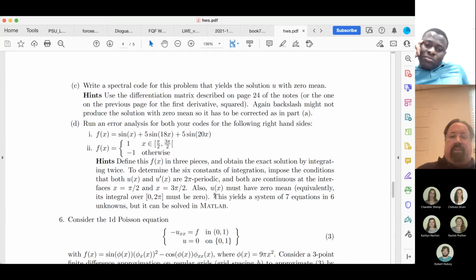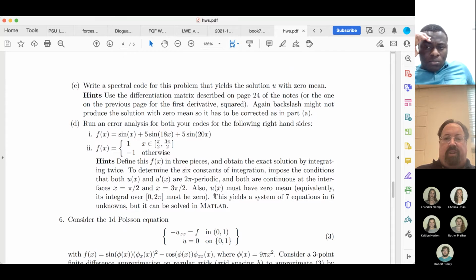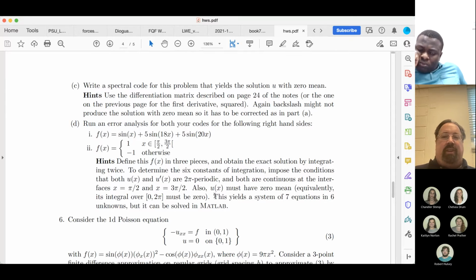Since your 6 constants of integration are unknown, if you compute the integral of that from 0 to 2 pi, then even though it's a definite integral, your answer will not be a number, but it'll be some expression in terms of those 6 constants. And it'll be linear in them. You set that equal to 0, and that's going to get you a 7th linear equation in those constants of integration.